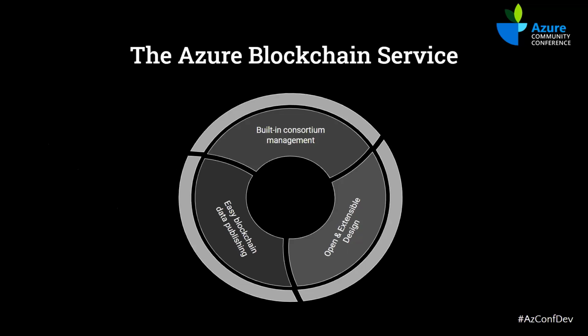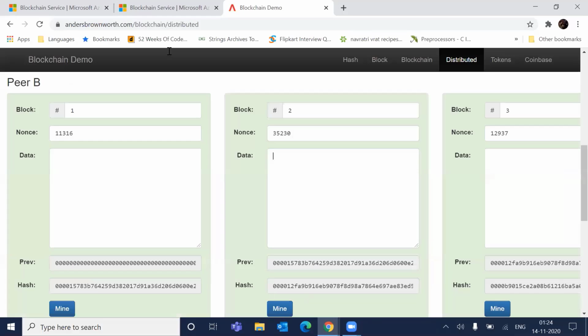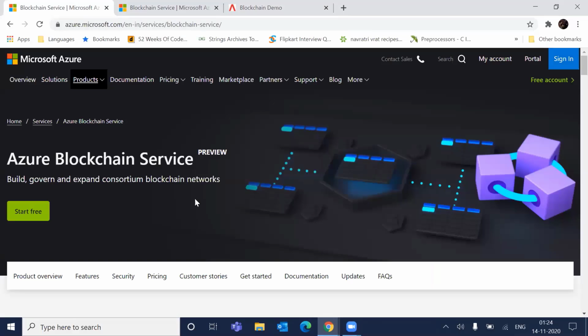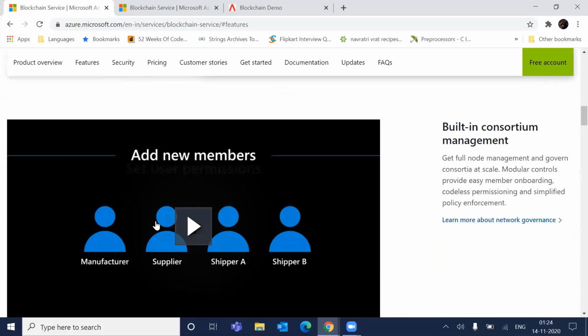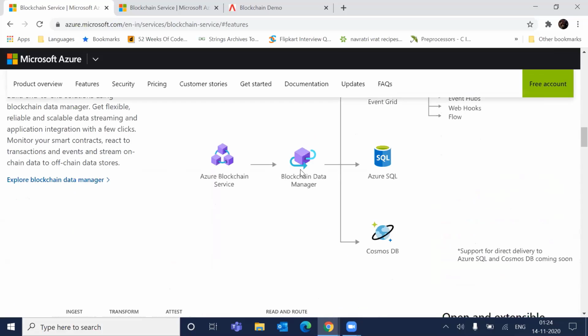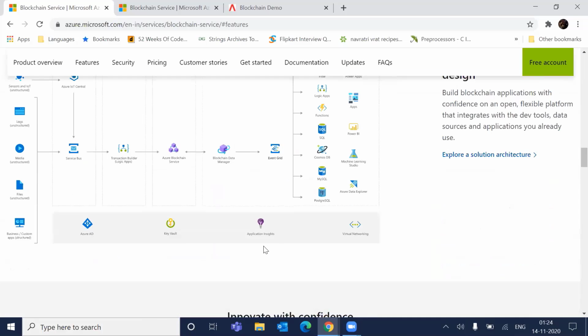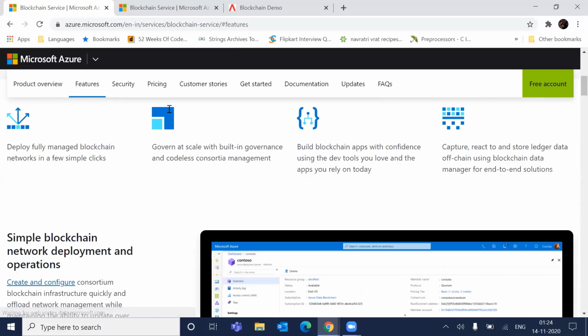So the Azure Blockchain Service is one of the interesting services that is provided by the Azure cloud. Let me see if I can just quickly show you. So if you see this, this is the Azure Blockchain Service, right? If you just go to the Azure website and search for the blockchain service, you can see that there are several things that the service talks about: how you can create your own members, how you can create your data manager. There are also various metrics that you can read from your blockchain using this Azure Blockchain Service.